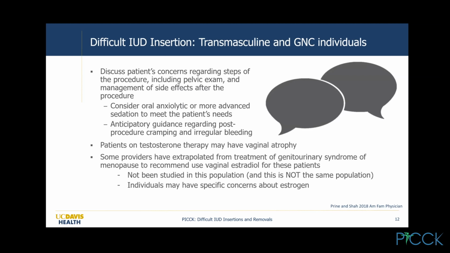Now, you'll read in the literature that sometimes patients on testosterone therapy may have vaginal atrophy, even though testosterone does get aromatized into estrogen. You'll read that some providers have recommended using vaginal estrogen for these particular patients. But when you look at the data, it actually is not within this population. It's been extrapolated from the data on genitourinary syndrome of menopause, which is not the same population. The menopausal cis woman is not the same as a transmasculine individual.